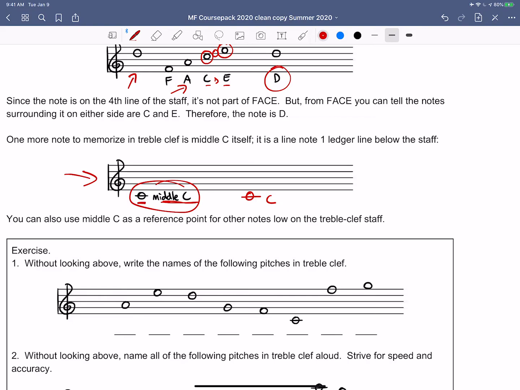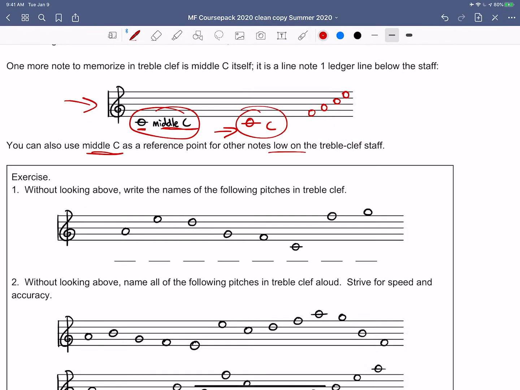And just by the way, if you encounter really low notes on the treble clef staff, you can use middle C, in other words, this note here, as your point of reference. You don't necessarily need to go back up to the FACE notes because those are higher than what you might want. You might want to just relate it to the middle C.